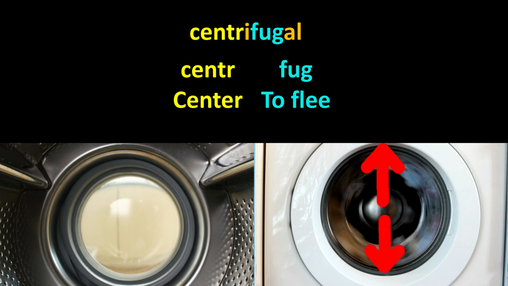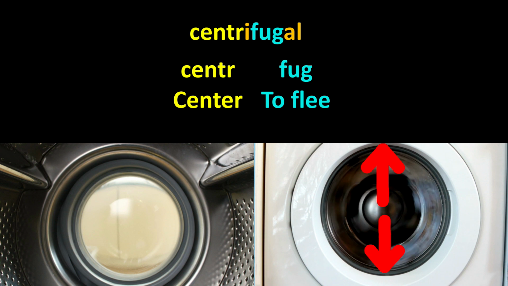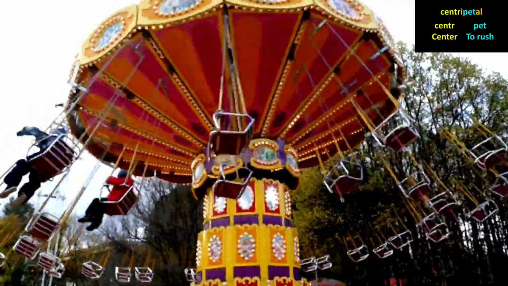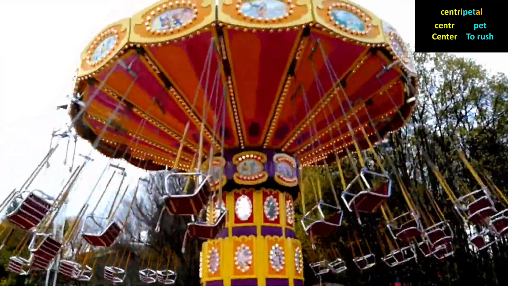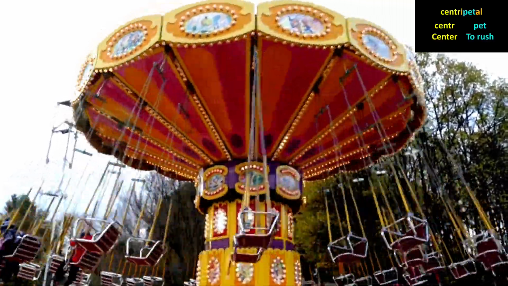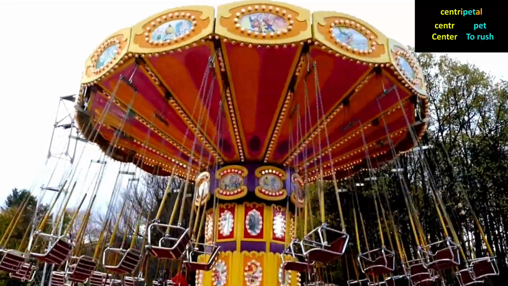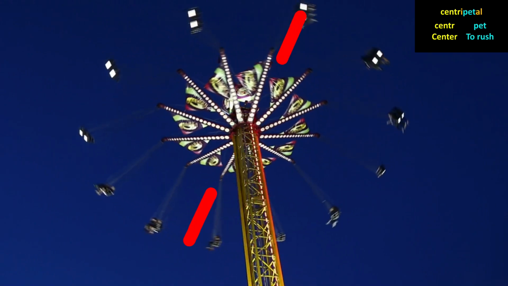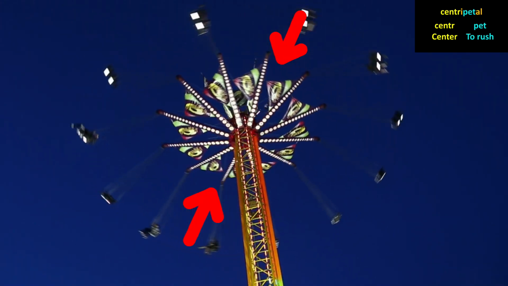We can think of a centrifugal force as an imaginary force that pushes an orbiting object away from the center of its orbit. The word centripetal is made of 2 word parts. The second is pet, which means to rush. Together, these refer to a force that is rushing towards the center. When this rod is moving at high speed, the chairs move away from the center pole. We can imagine them being pushed outwards by a centrifugal force, but that outward force is balanced by an inward force from the chains. The inward force stops the chairs from flying away. That inward force is an example of a centripetal force.